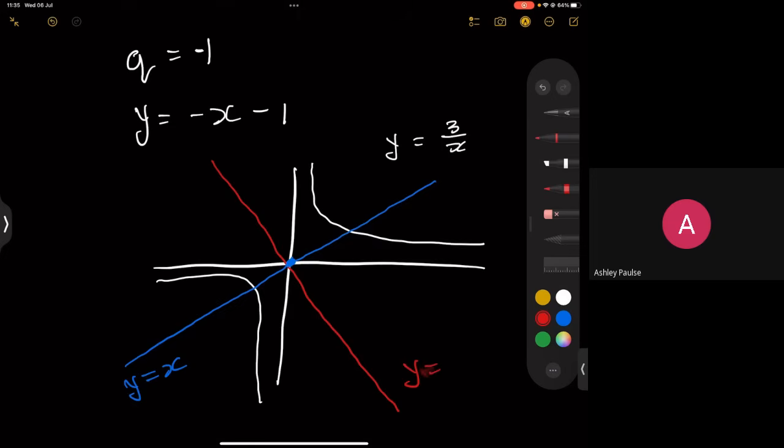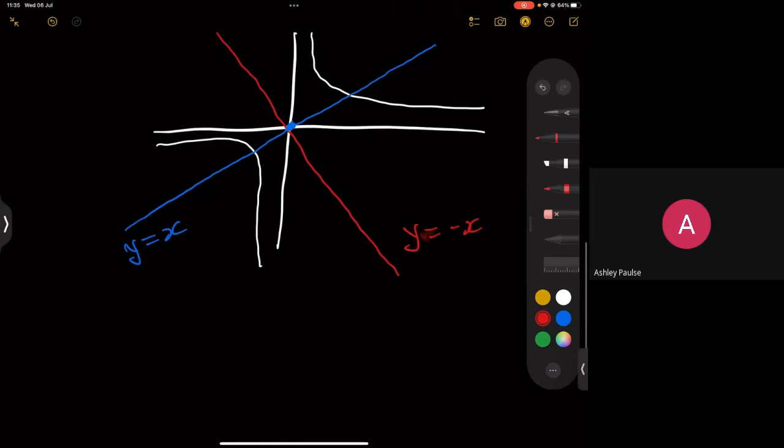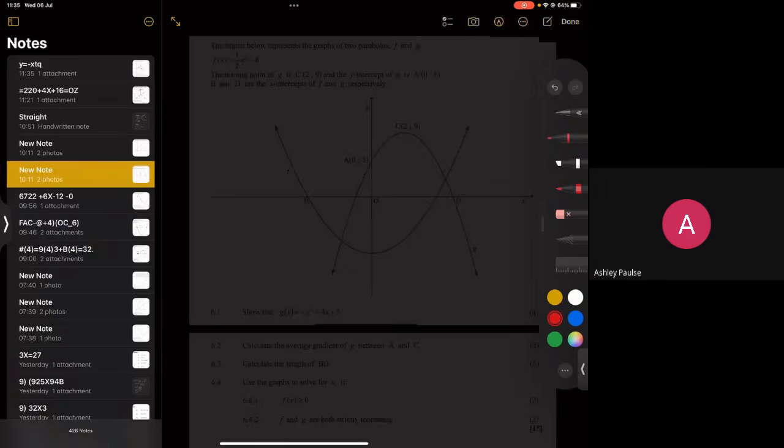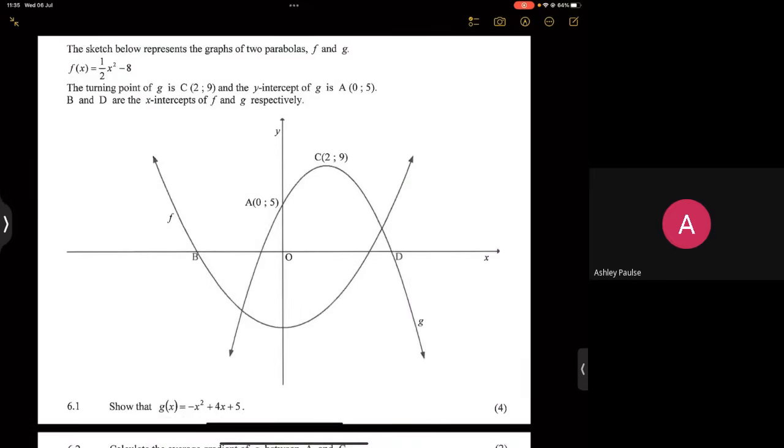So y is equal to minus x, right? Because it's passing through 0 and 0. But remember, once you start having your asymptotes being any value other than 0, then you just simply substitute the values of the intersection of your asymptotes into the equation. Okay, right. I just want to rush as quickly as we possibly can. All right, let's go to our next question.